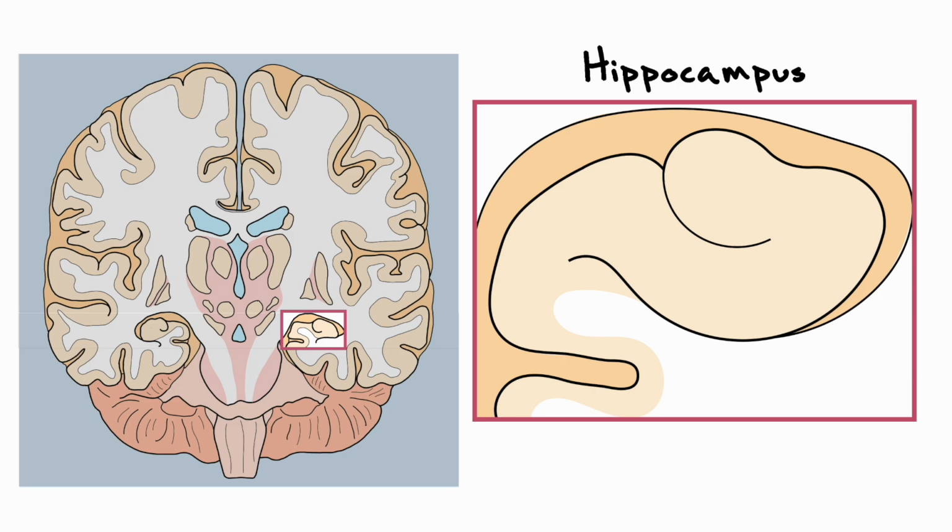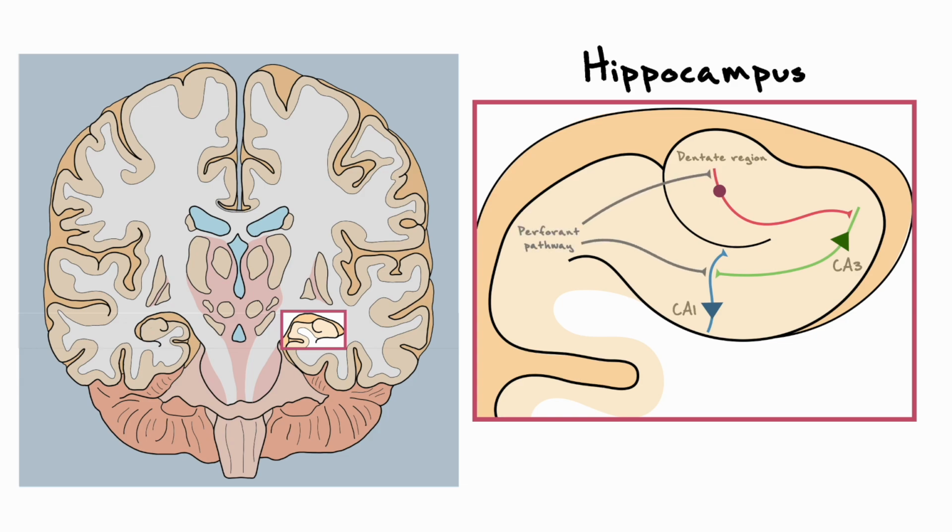Now, when it comes to the circuitry of the hippocampus, we must first note that it has three important regions with distinct cells: the CA1 and CA3 regions, which both have pyramidal neurons, and the dentate region, which has granule neurons. The input to the hippocampus comes from what is known as the perforant pathway, which makes connections on granule cells as well as CA1 cells. Granule cells in the dentate region synapse to CA3 cells through the mossy fiber pathway, and the CA3 cells synapse on CA1 neurons through the Schaffer Collateral pathway.